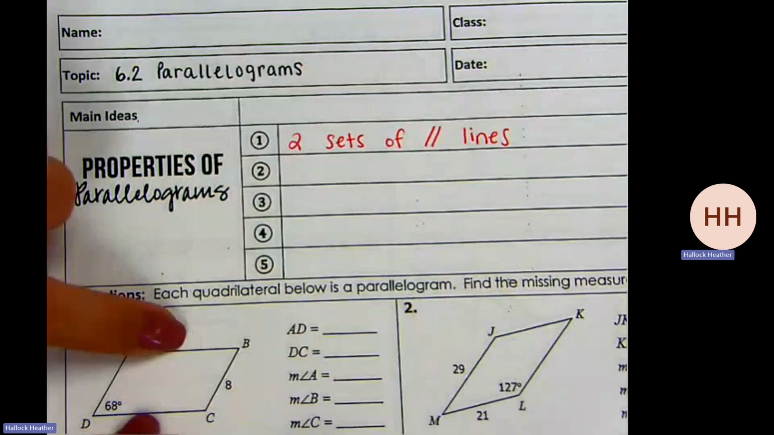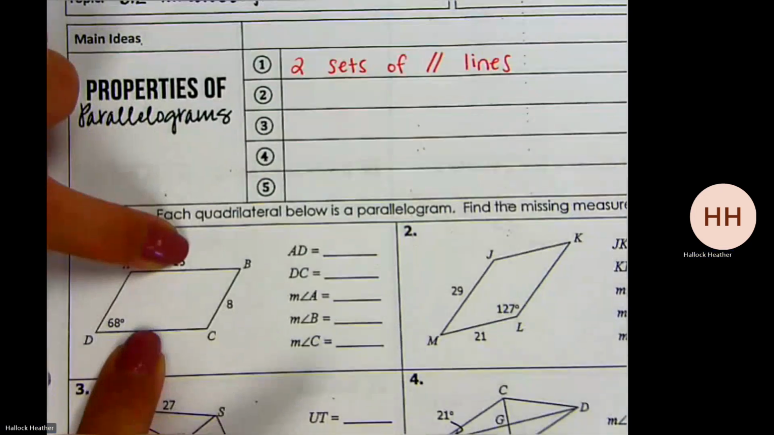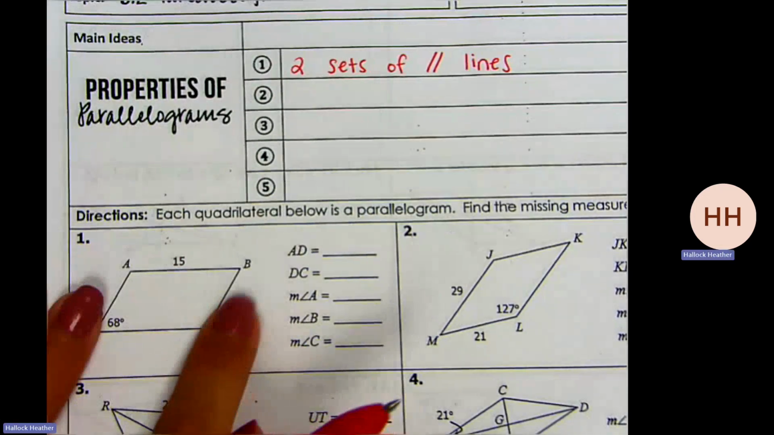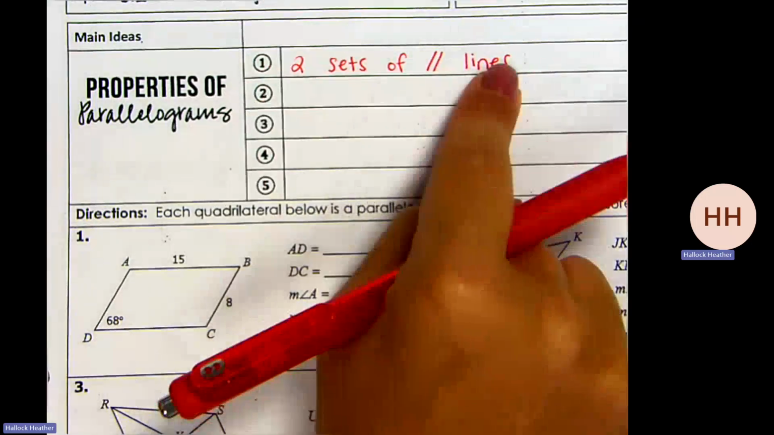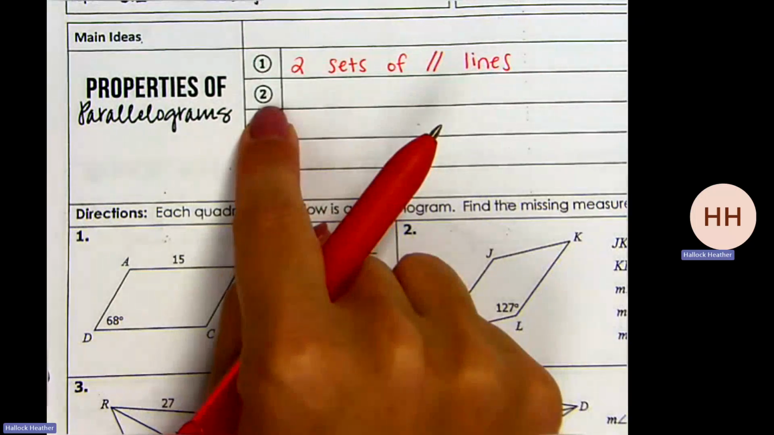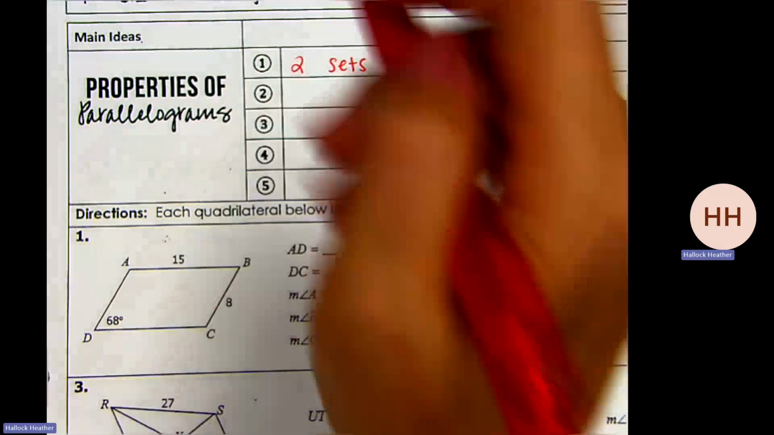You have a parallel line set that runs side to side, and then you have a parallel line that makes the sides, and that's creating a parallelogram because it's parallel lines and it's a four-sided figure, okay? So there are two sets of parallel lines. Number two is going to actually help you solve equations.